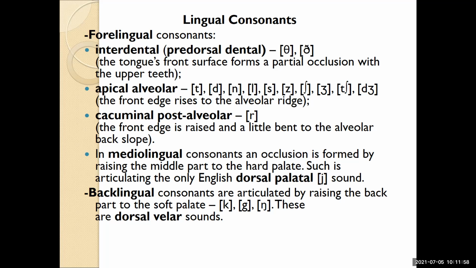In medialingual consonants, an occlusion is formed by raising the middle part to the hard palate, such as in articulating the only English dorsal palatal sound, y. And backlingual consonants are articulated by raising the back part to the soft palate. There are three backlinguals in English. They are k, g, and ng. These are dorsal velar sounds.